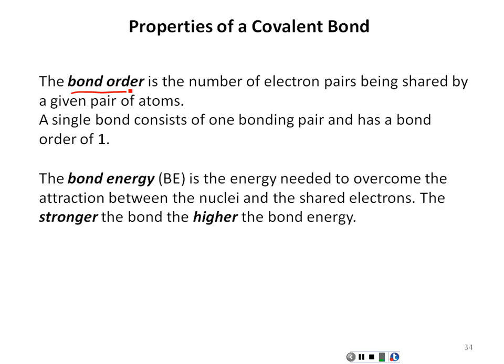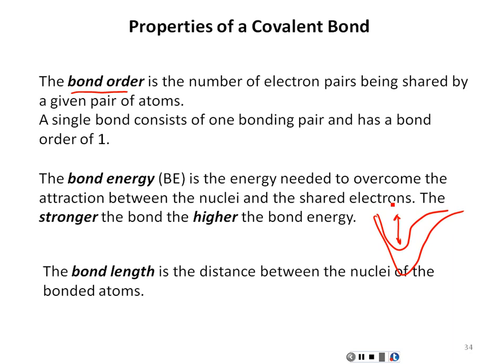Now, bond energy is the energy needed to overcome the attraction between the nuclei and the shared electrons. And if you remember our potential energy plot, the bond energy is how deep that plot is. Now, the stronger the bond, the higher this bond energy is, or the deeper that potential energy curve would be for a stronger bond. And bond length is the distance between the nuclei of the bonded atoms.